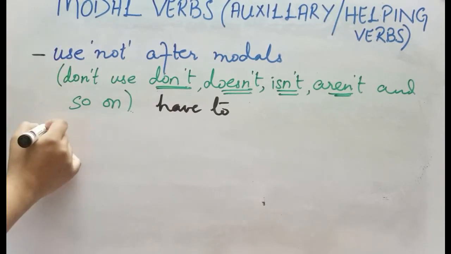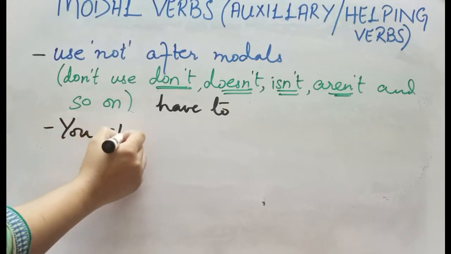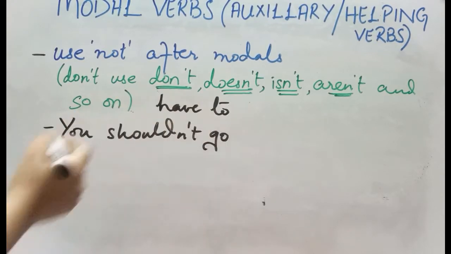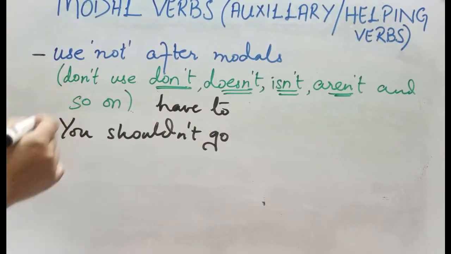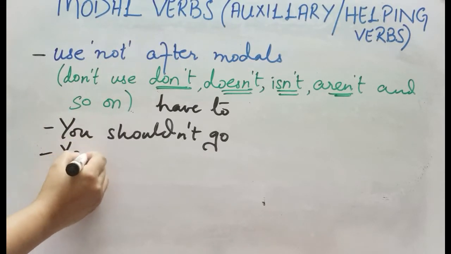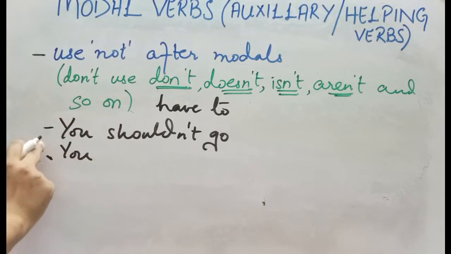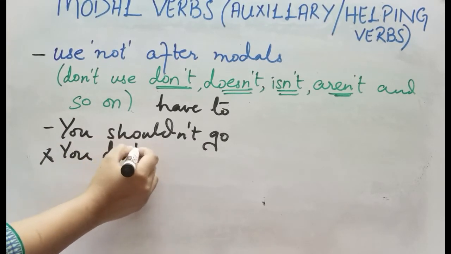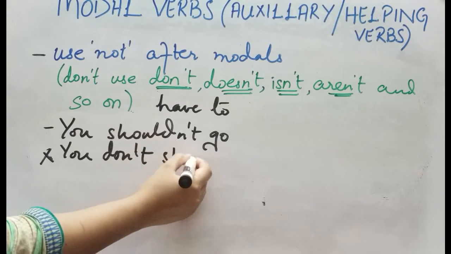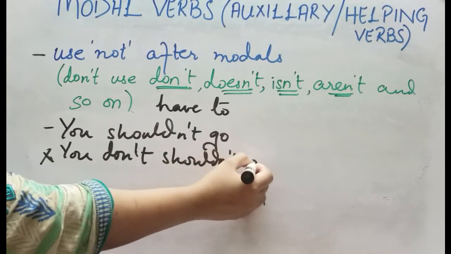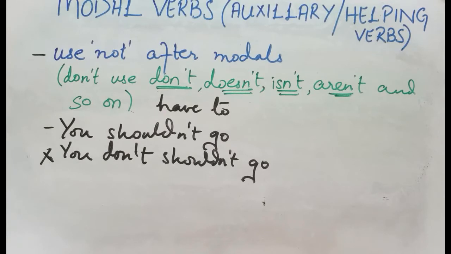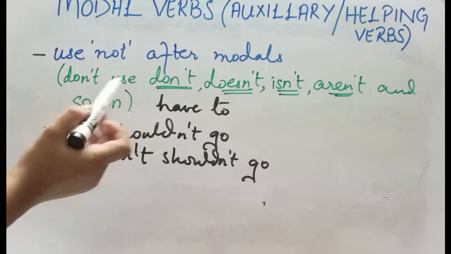For example, if I say you shouldn't go, I cannot use any verb over here. You don't shouldn't go is totally wrong. It makes no sense that with the modal verb you are using don't, or you does not shouldn't go. That is totally incorrect. So you are going to say you shouldn't go.